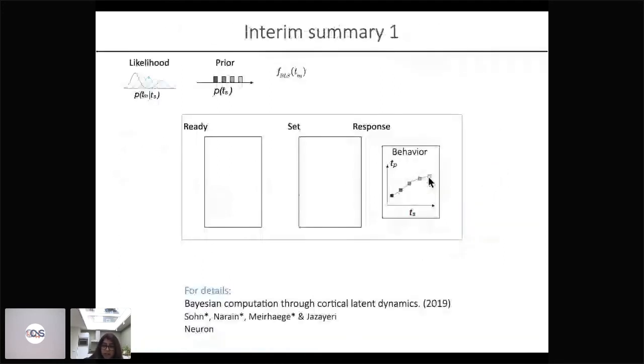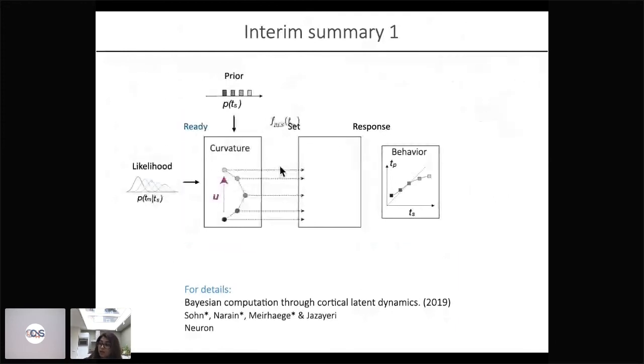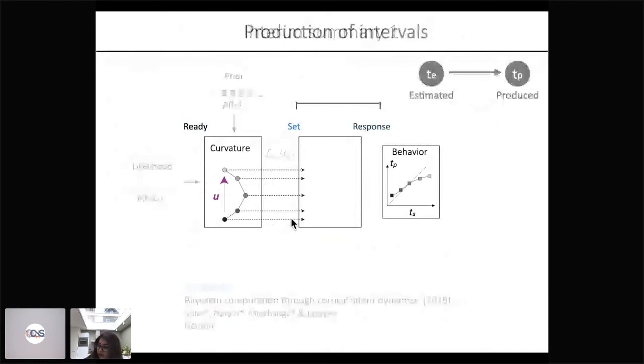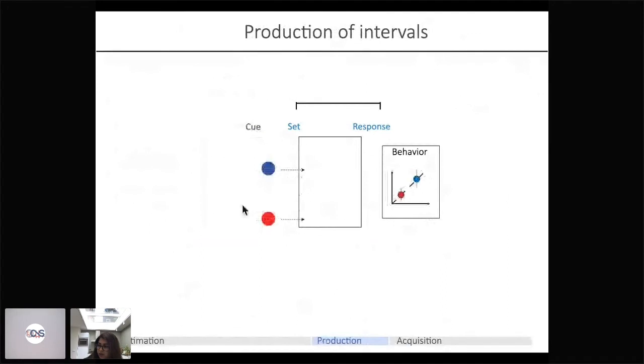So to summarize then, we believe that we can recover neural states consistent with Bayesian estimates in this first stage of the task, where we hypothesize that prior knowledge bestows curvature on cortical geometries, which when read out through a linear readout, yield states that are consistent with the Bayesian estimate. So now the question arises: how does the brain utilize these estimates and convert them into time intervals? We're going to deal with that in the next part of the talk, which I'm going to keep very short and just really give you the bottom line, the main insights from this work.